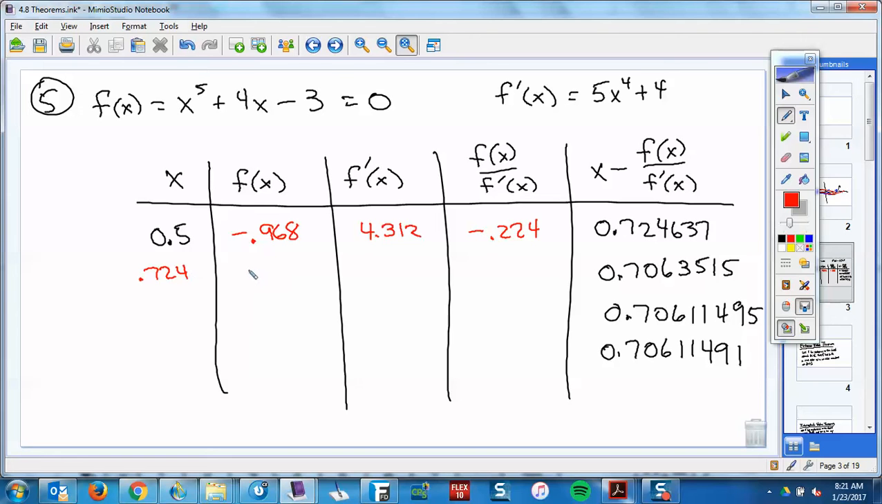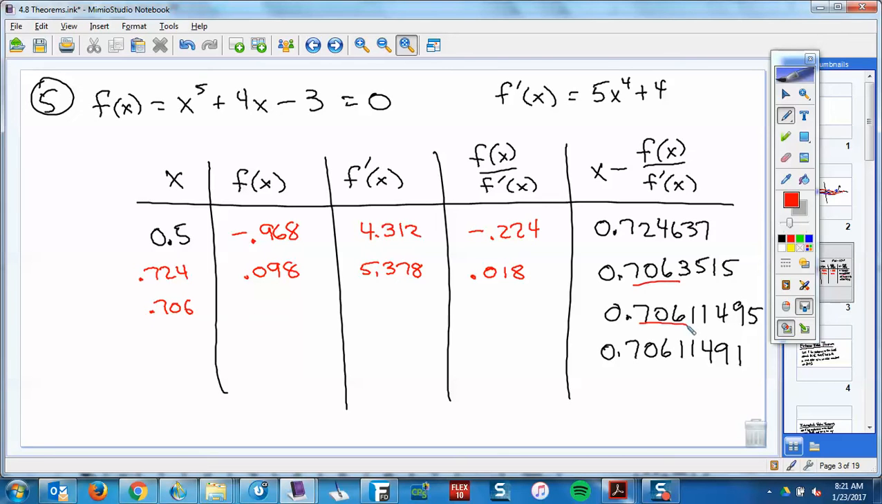Tell me what you got here. 0.09. Now, we're hoping that that would be 0, right? Well, it's getting pretty close. We plug that in, then we plug that into our f prime. What'd you get there? 5.3. And then you divide those. 0.01. And then this, subtract that, and I got this right here. And then we bring that over here, and we don't need to do any more.